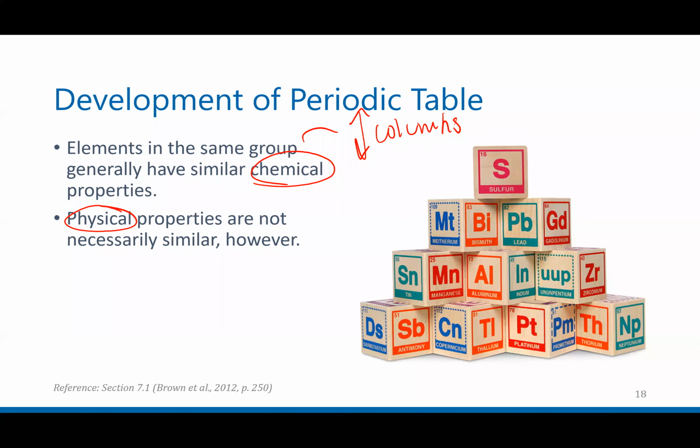So the alkali metals have similar properties. For example, they're very reactive with water. The noble gases have similar properties. For example, they are not very reactive. So elements in the same group have similar chemical properties, but physical properties are not the same. They don't really match in the groups.